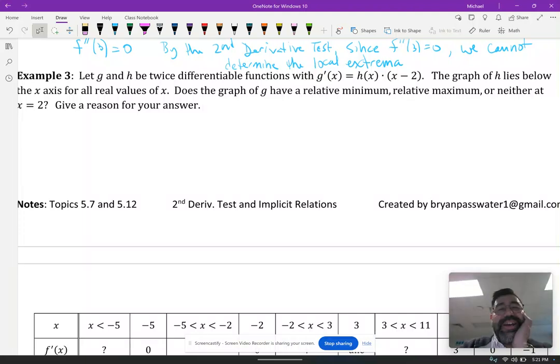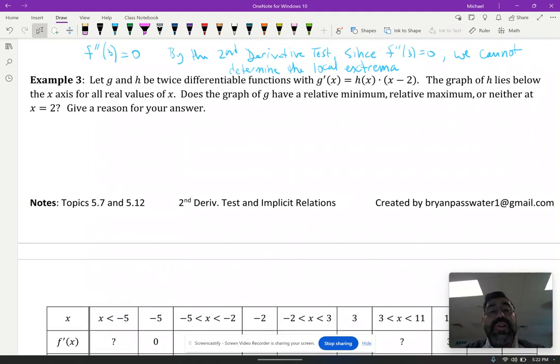All right, we are now in video 4 of the second derivative test. Let's read example 3 and see how we can use what we know for this situation. Let g and h be twice differentiable functions. So I can take the derivative of each of those functions twice and know that the derivative exists, with g prime of x equals h of x times x minus 2.